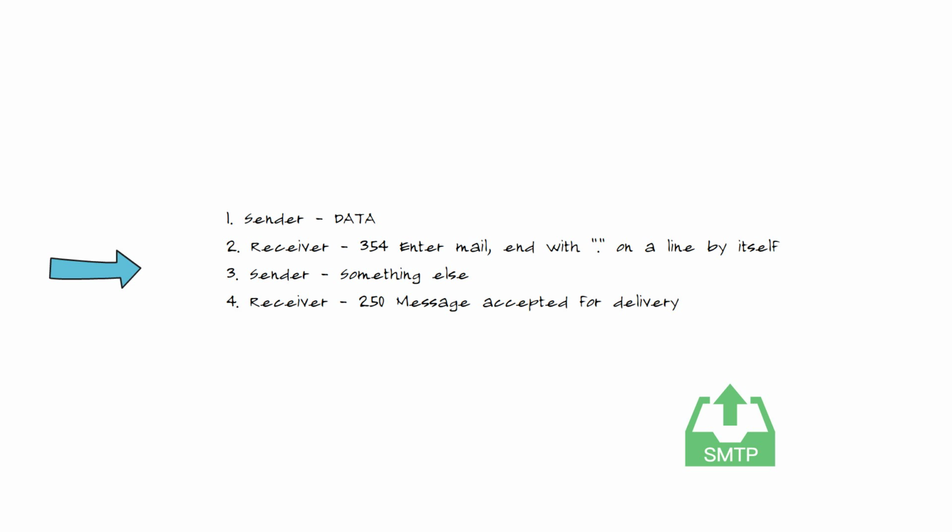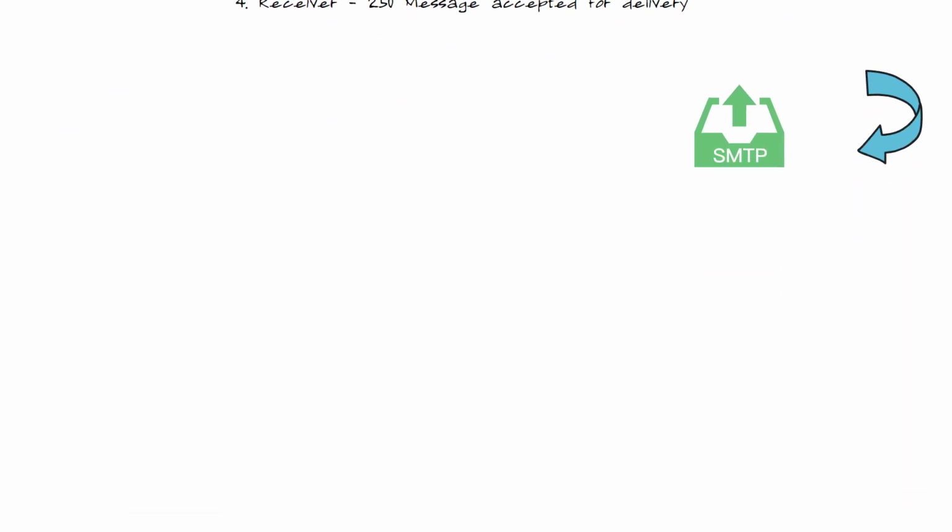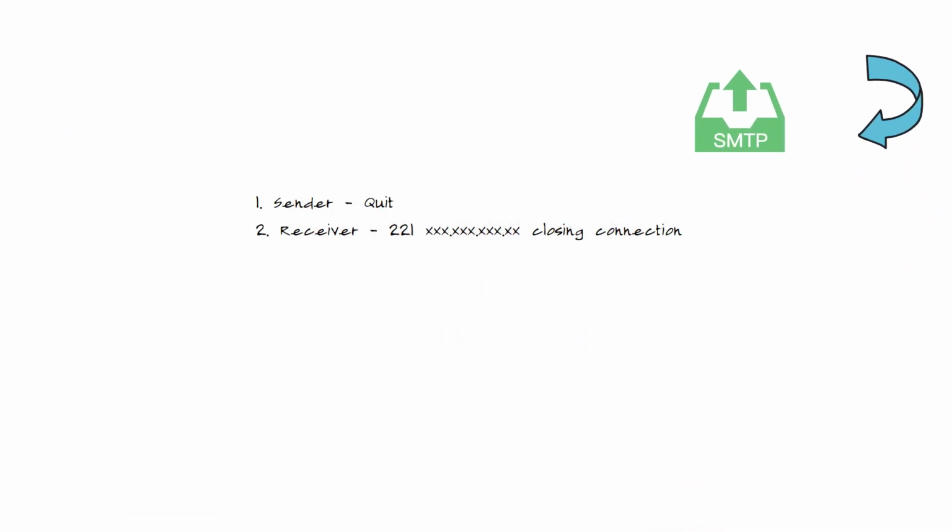The third part is the sender sending the data, using the command DATA. The second step is the receiver sending back 354 enter mail, ending with a dot on a line by itself. The third is the sender sending the message body. The fourth is the receiver also sending back the 250 reply. And the final part is the sender wanting to quit, so the receiver sends 221 and closes the connection between them.